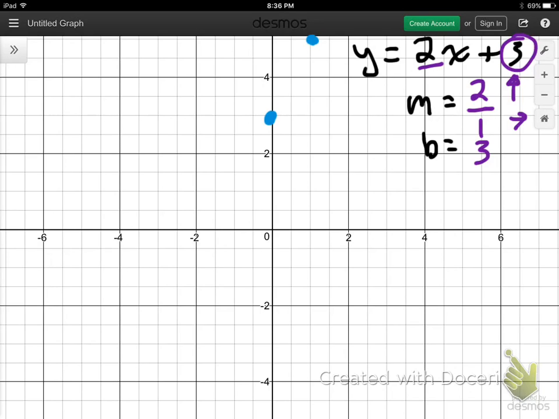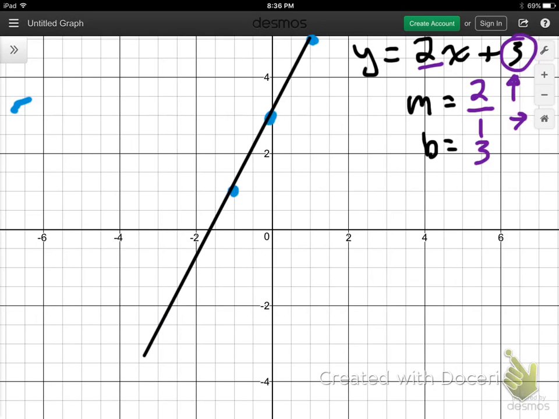Let's say I ran out of graph up there and I want to get another point. The only time you can go left instead of to the right is when you're going backwards. So from the y-intercept, if I want to get a point on the left side of the y-axis, I would do the opposite: down 2, and then to the left 1. That gets you 3 points, which gives you a better picture, I guess you could say.